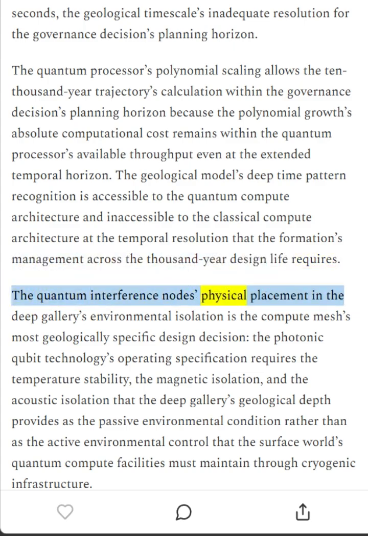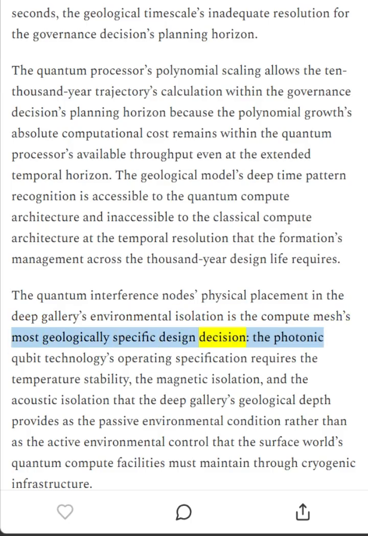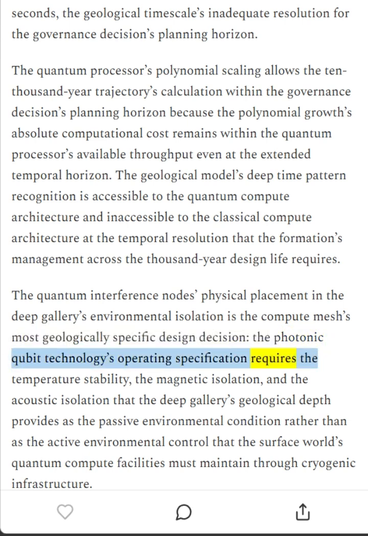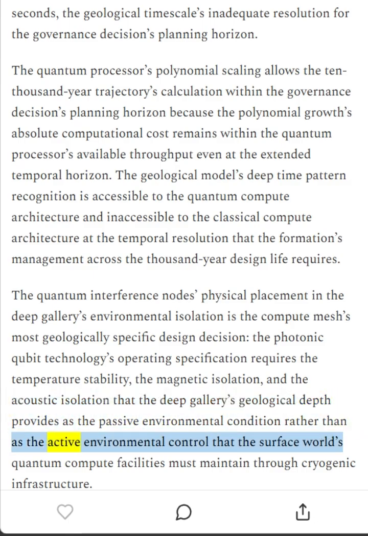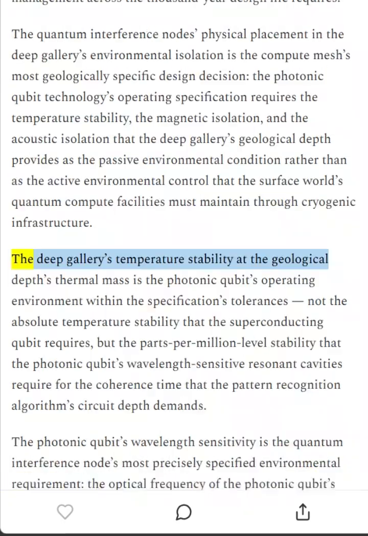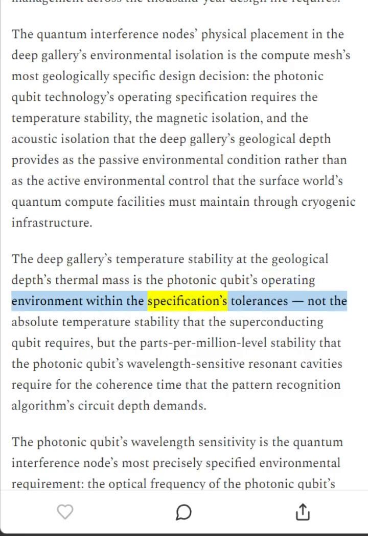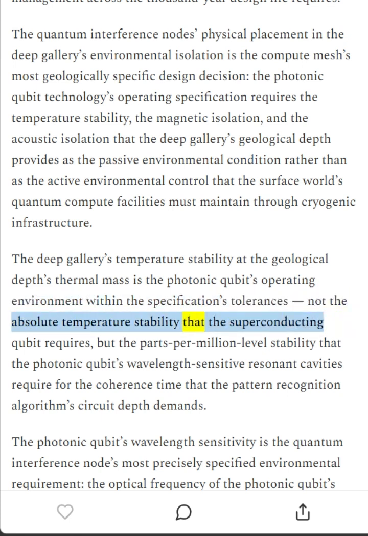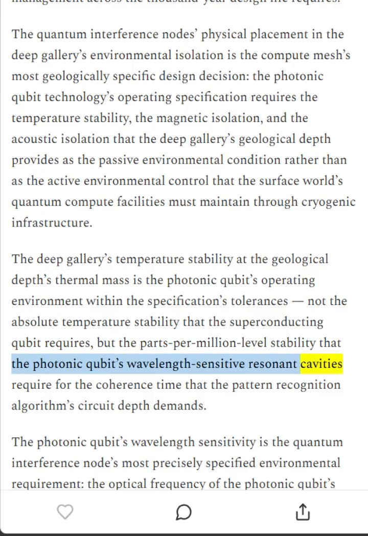The quantum interference node's physical placement in the deep gallery's environmental isolation is the compute mesh's most geologically specific design decision. The photonic qubit technology's operating specification requires the temperature stability, the magnetic isolation, and the acoustic isolation that the deep gallery's geological depth provides as the passive environmental condition, rather than as the active environmental control that the surface world's quantum compute facilities must maintain through cryogenic infrastructure. The deep gallery's temperature stability at the geological depth's thermal mass is the photonic qubit's operating environment within the specification's tolerances, not the absolute temperature stability that the superconducting qubit requires, but the parts per million level stability that the photonic qubit's wavelength-sensitive resonant cavities require for the coherence time that the pattern recognition algorithm's circuit depth demands.